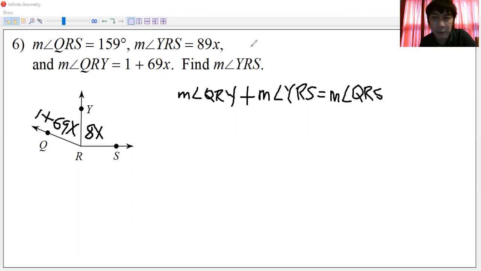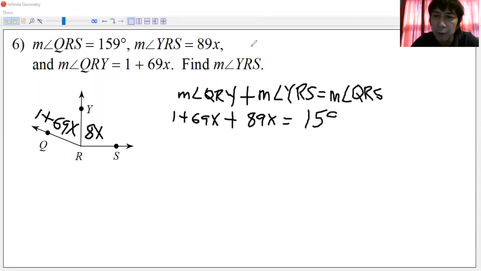We substitute the equivalents. All right, QRY is 1 plus 69x. So this is 1 plus 69x plus YRS is 89x. And this is equal to QRS. And QRS happens to be just a number, 159. Yeah. So we have the equation, solved for x first.